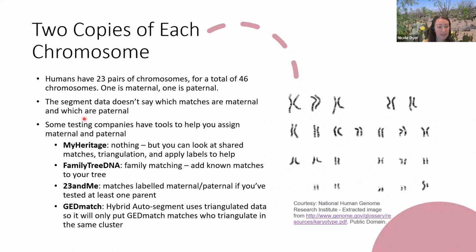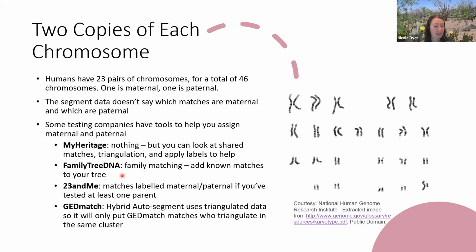Although it doesn't say in the segment data, there are some testing companies that have tools to help you assign maternal and paternal. MyHeritage doesn't have anything really, but you can look at the shared matches and then apply labels to help you figure it out. You can also look at the triangulation data when you look at the shared match list, which can help you figure out which matches triangulate. And if you don't know if it's maternal or paternal, you can at least say that these two matches triangulate with each other, helping you know they're on the same side.